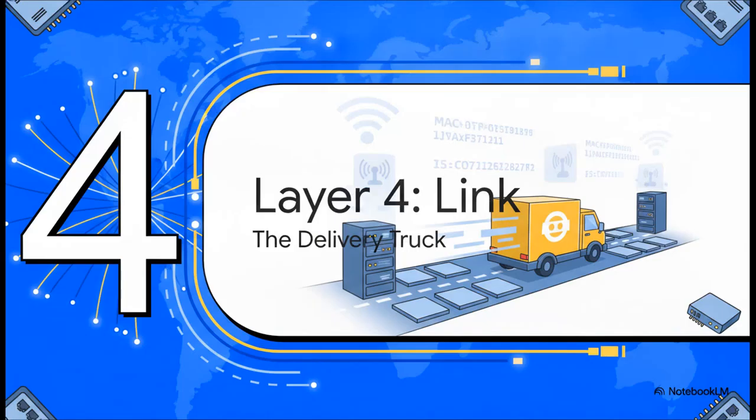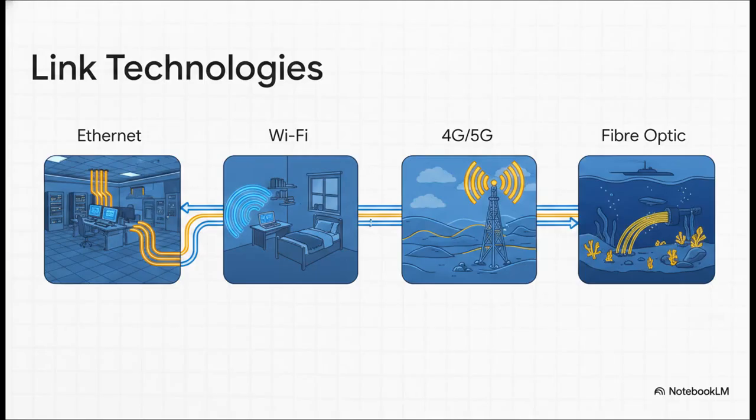Finally, we hit Layer 4, link, or network access, the delivery truck. This link layer is where our logical data finally meets the physical reality of local hardware. Depending on where you are, your packet might be pushed over Ethernet copper cables in a campus computer lab, or it might be transmitted via Wi-Fi radio waves in your dorm room. As it travels globally, it might bounce across 4G or 5G mobile towers, or even race at the speed of light through fiber optic submarine cables resting at the very bottom of the ocean. Basically, the link layer handles whatever physical medium is right in front of it.